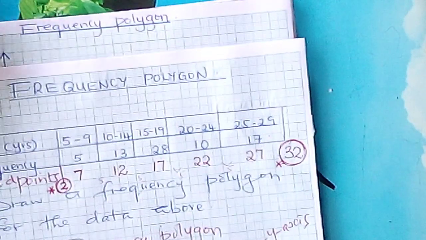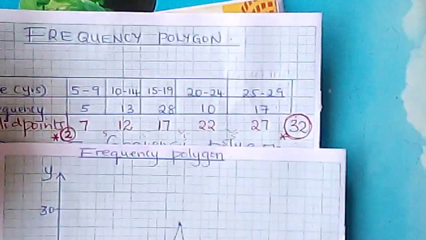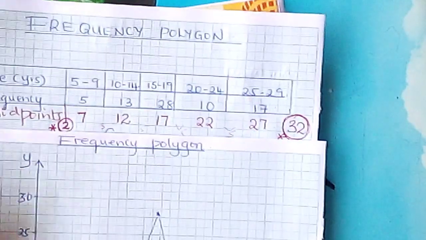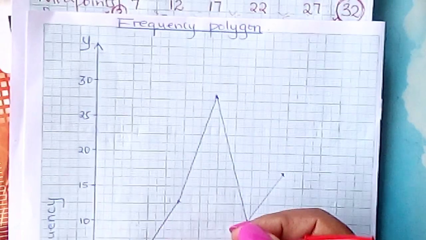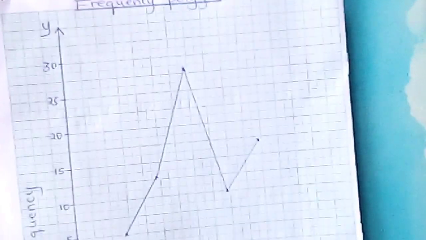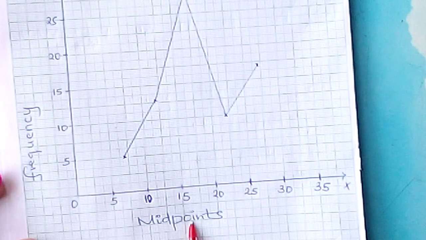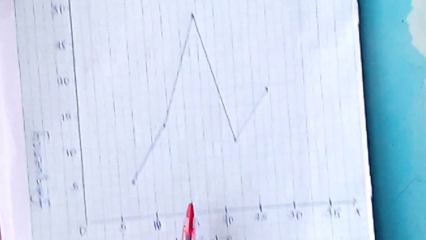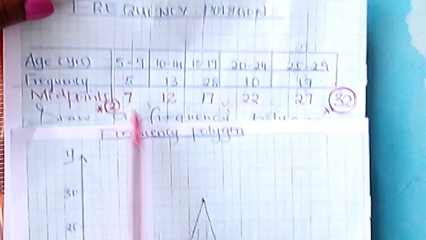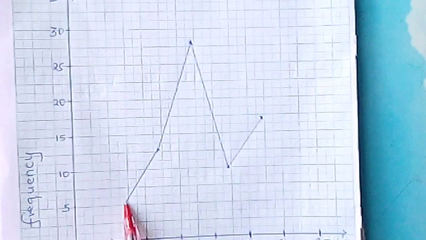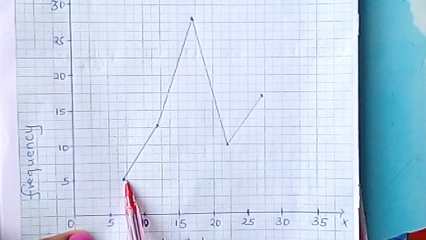And therefore, with that, learner, you plot. If you plot, you get something like this. Look at this. You have frequency on the y-axis, and you have the midpoints, learner, on the x-axis. So you plot your frequency. Like now we have 5 against 7. You trace it correctly. There you have the point.